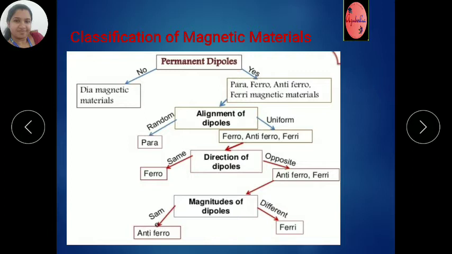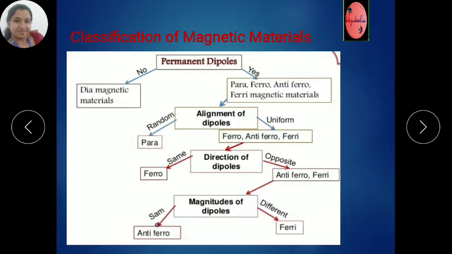Based on the permanency of this dipole, we can classify magnetic materials into two categories: magnetic materials with no permanent dipole and magnetic materials with permanent dipoles. If the magnetic material does not have a permanent dipole, then it is called a diamagnetic material. If it has a permanent dipole, it may be para, ferro, antiferro or ferrimagnetic material.